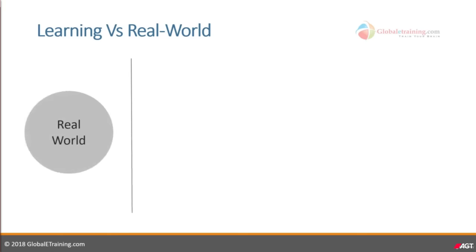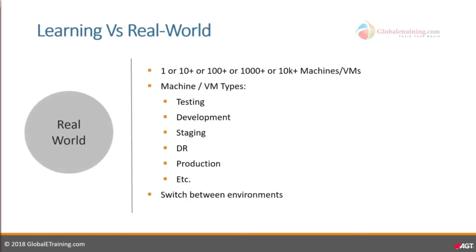However, when you come to the real world, the situation is entirely different. You may be dealing with 1 or 10 or 100 or thousands of machines. And these machines are classified based on their role: testing, development, staging, DR, production, etc. Depending on the project data and the environment, the data criticality changes. So you have to be very sensitive to these machines.